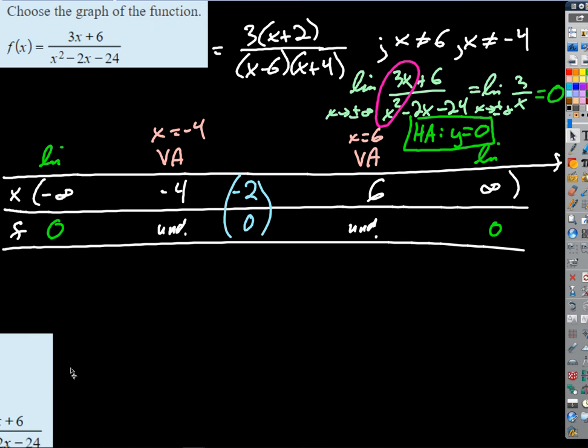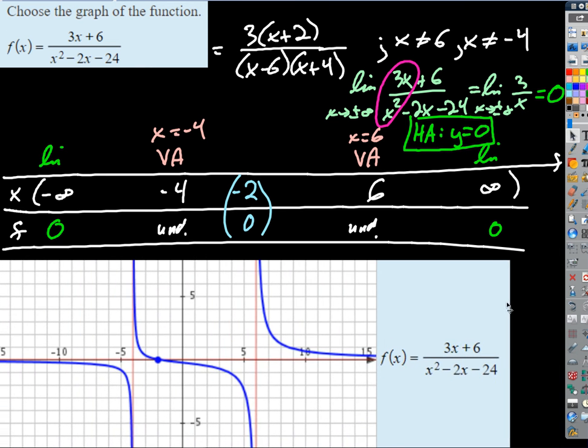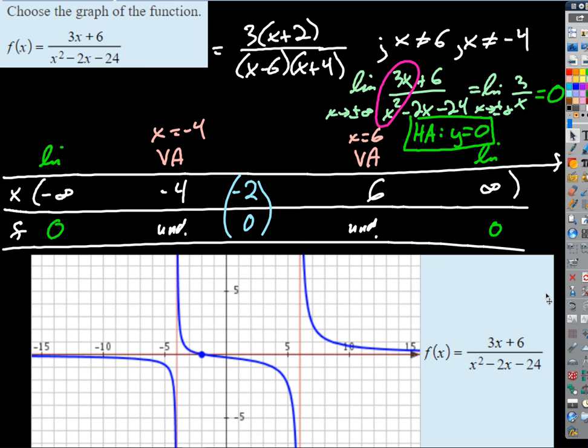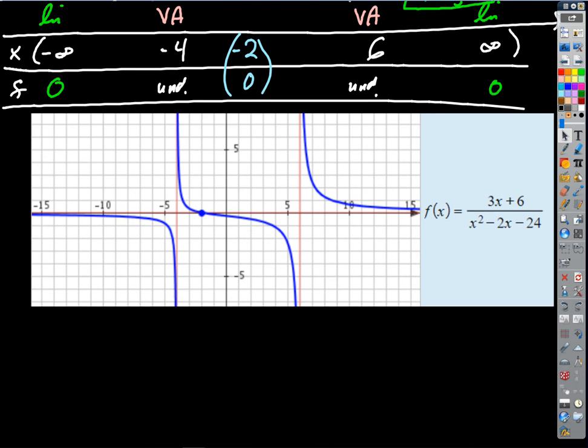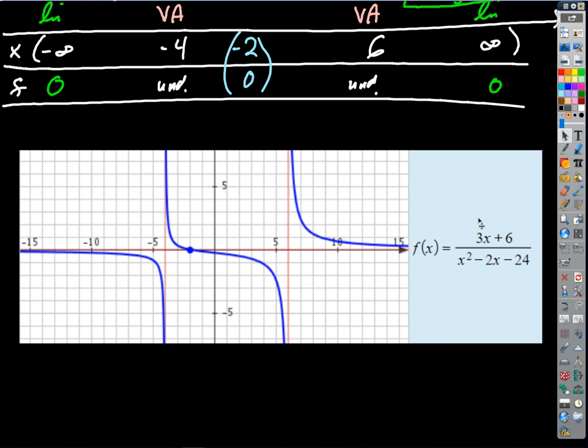Okay, so here's a graph. Let's just see if this all makes sense. Okay, that makes sense, doesn't it? Here's our vertical asymptote at x equals negative 4. Here's another vertical asymptote at x equals 6. Here's our horizontal asymptote at y equals 0, there it is on the x-axis. Our one x-intercept is there. And then all we'd have to do now is just check some test values, right?